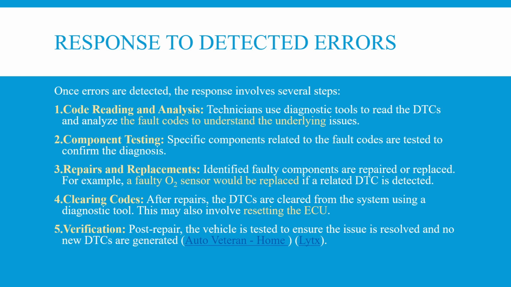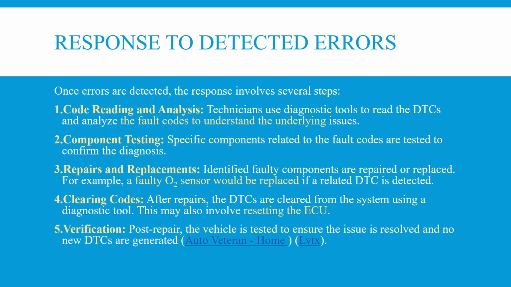And the third step is repair and replacement. Once we have confirmed by testing the component, the faulty component which is indicated by the DTC, we can repair that component if it is repairable, or we have to replace the component. For example, a faulty O2 sensor could be replaced if the DTC codes are generated. Some components you can repair, some you just have to replace.